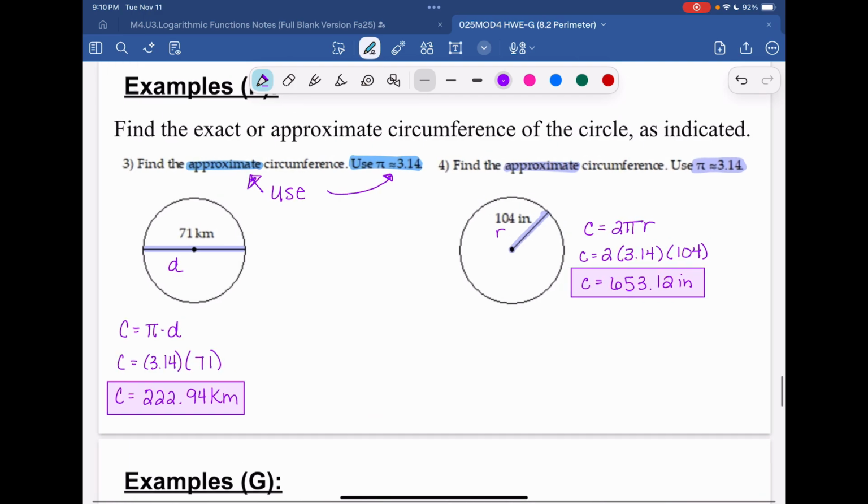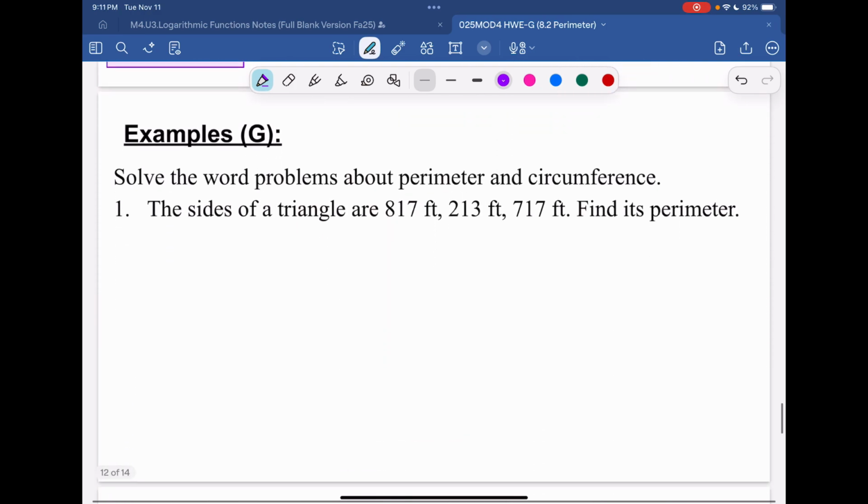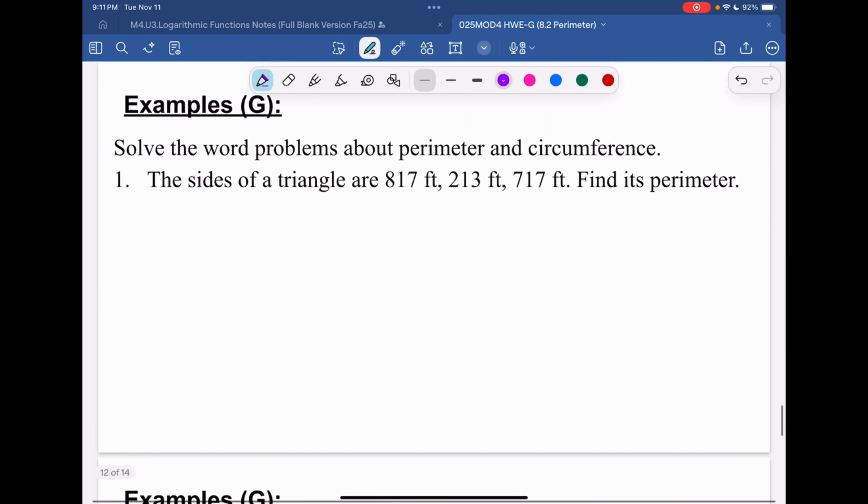The last thing we're going to look at is how to use these for word problems. So this one says the sides of a triangle are 817 feet, 213 feet, 717 feet. Find its perimeter. So we want to find the perimeter. We know we have a triangle and we're given the sides. I'm going to start out by drawing it because that helps me. So I've got 817 feet, 213 feet, and 717 feet. And I just drew a triangle and I put those as my sides.